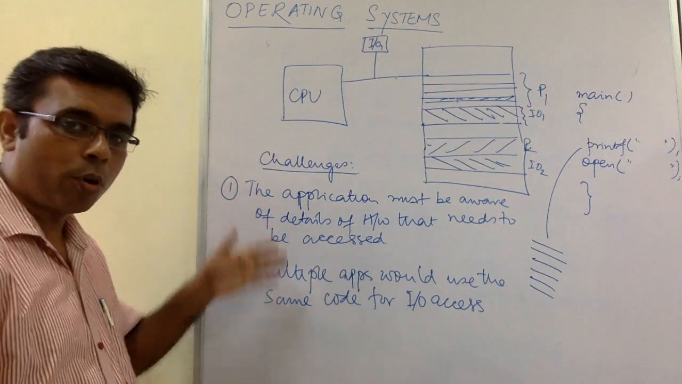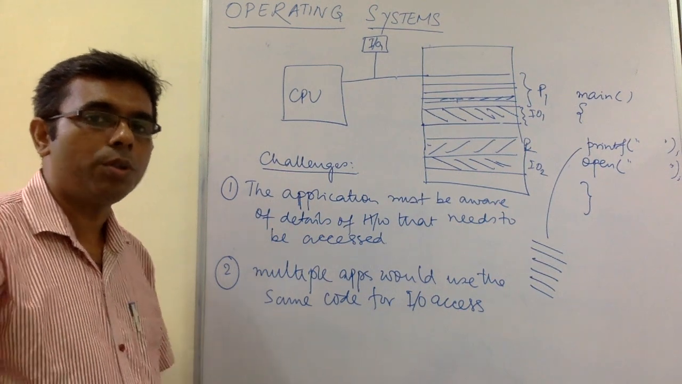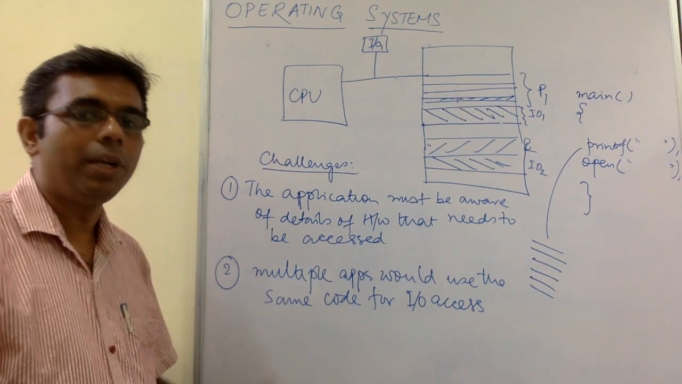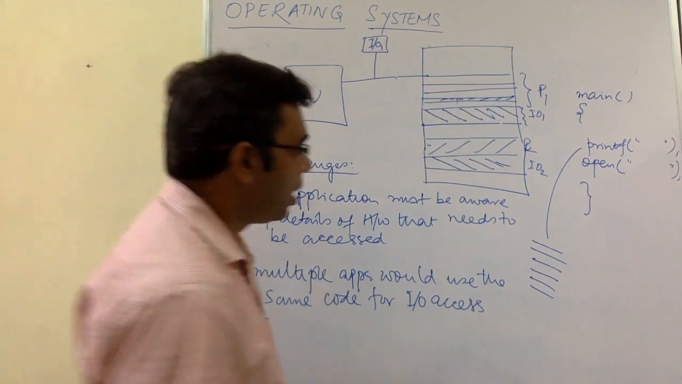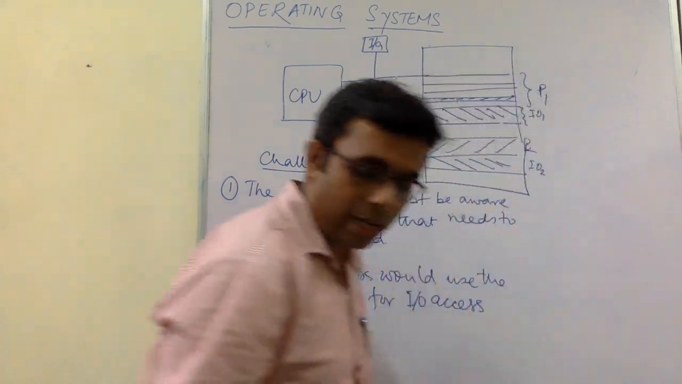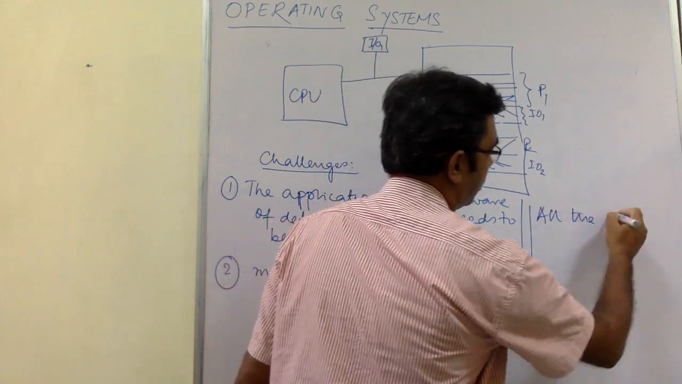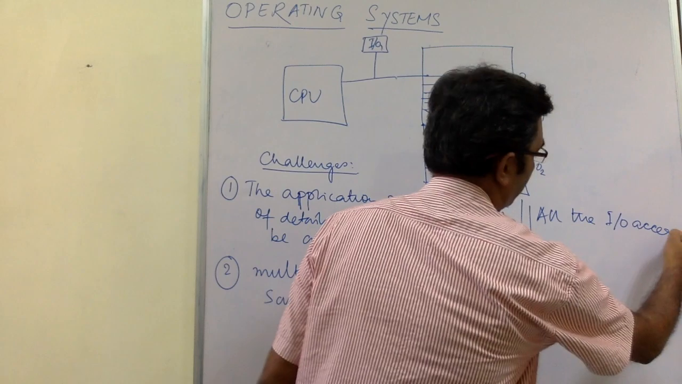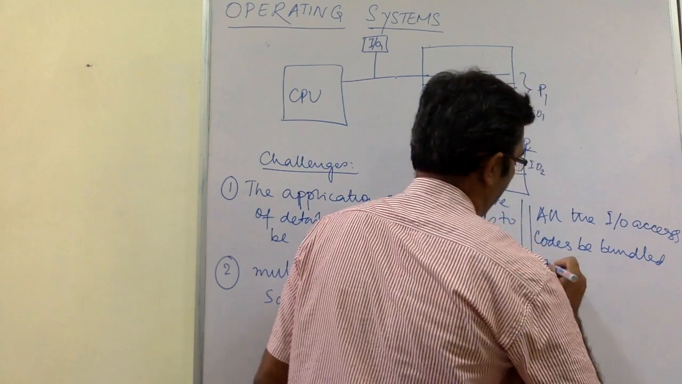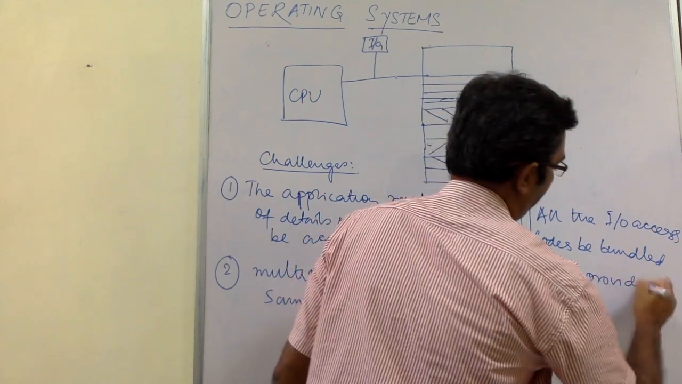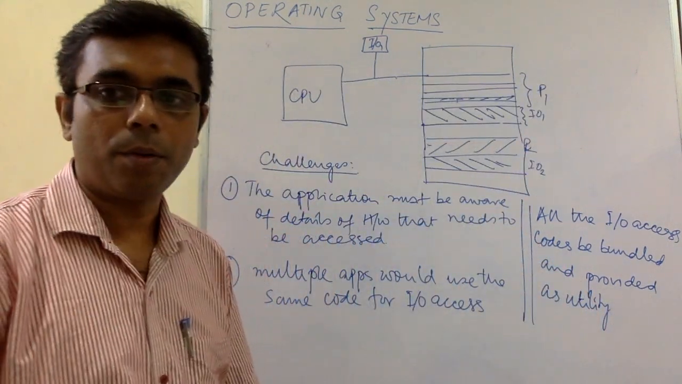So a better approach to avoid this problem would have been that these IO access codes would be provided as a utility. That is, what do I mean by that? I mean that a better solution would be that all the IO access codes be bundled and provided as utility. Okay.